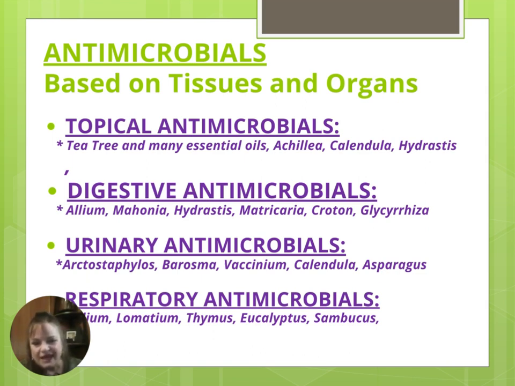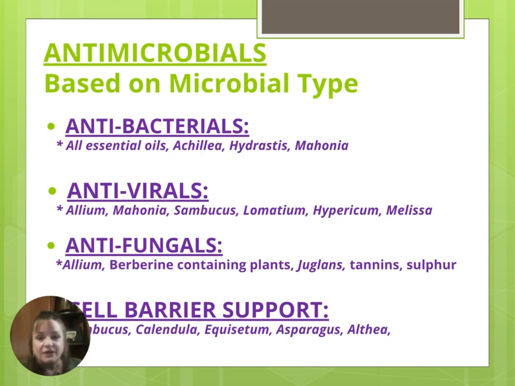We also have respiratory antimicrobials: garlic, lomatium, thyme, eucalyptus, and most people are aware of sambucus, which is the Latin name for elder, which has an antiviral effect. So in addition to tissue affinity, we could take a look at antimicrobials which have a different antibiotic effect on different types of microbes. Antibacterials would include many different essential oils.